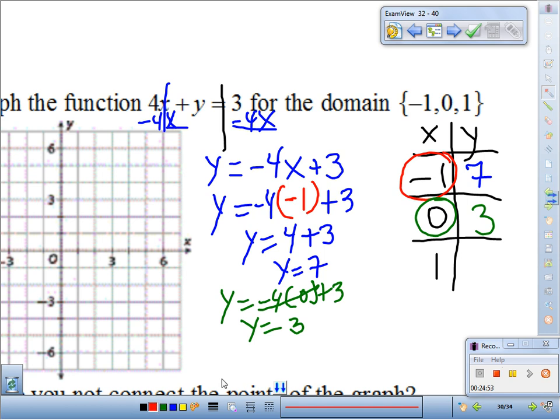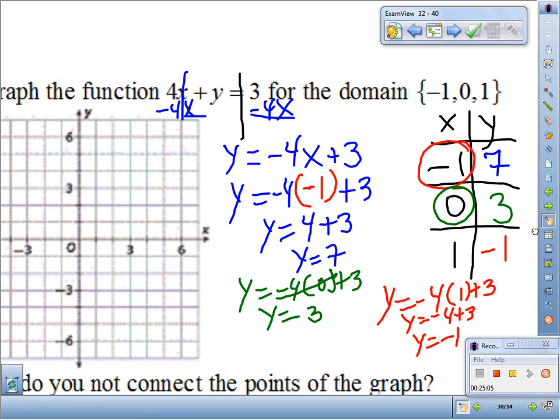Very good. And the last one, y equals negative 4 times 1 plus 3. What is negative 4 times 1? Negative 4 plus 3 is negative 1. That goes right there. Now that we have our values, let's plot this.